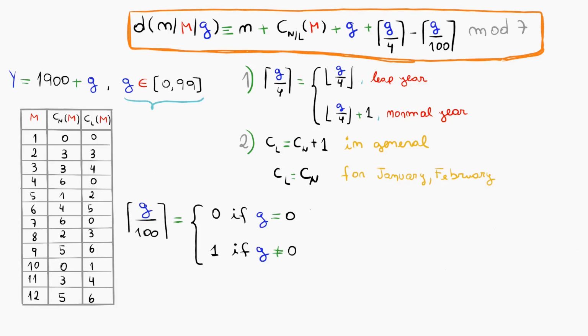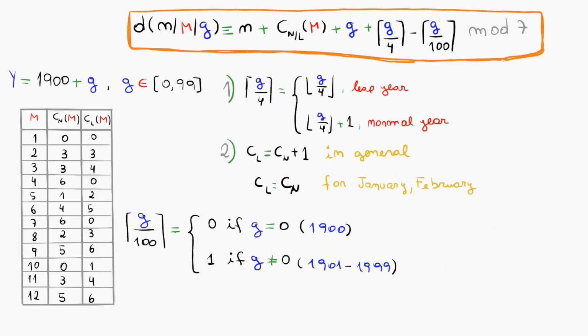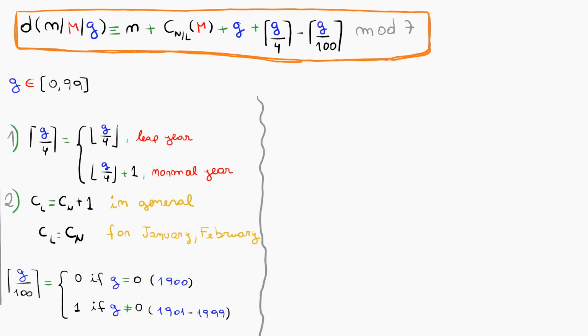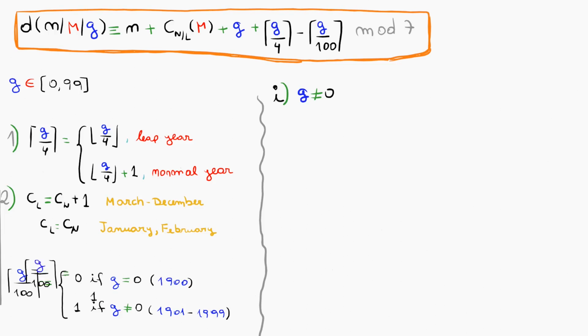Remember that g equal to 0 corresponds to taking the year 1900, and g different from 0 corresponds to taking the years between 1901 and 1999. Very well. Let's separate our analysis into two cases. First, when g is not equal to 0. In turn, we subdivide this case into two cases, normal year and leap year. Let's look at the normal year first.